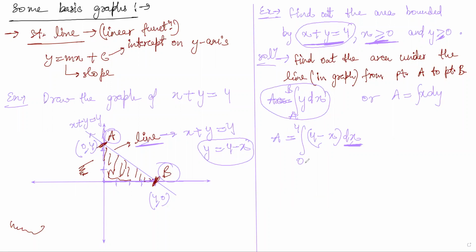Integration of 4 minus x dx from 0 to 4. You can find out the area very easily now. The integration of 4 is 4x minus the integration of x, which is x square by 2, within the limits 0 to 4. If you put 4, you get 16 minus 16 by 2, which is 8. So you get 8. If you put 0, you get 0. So your area is 8 units square.